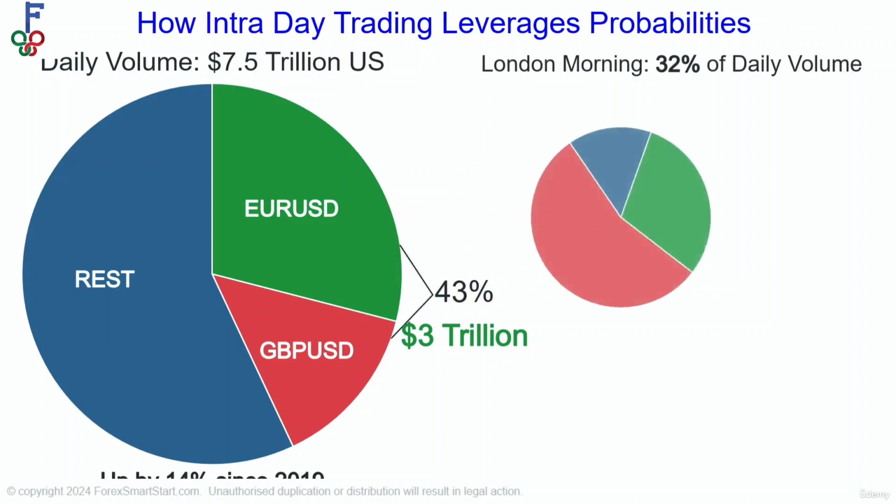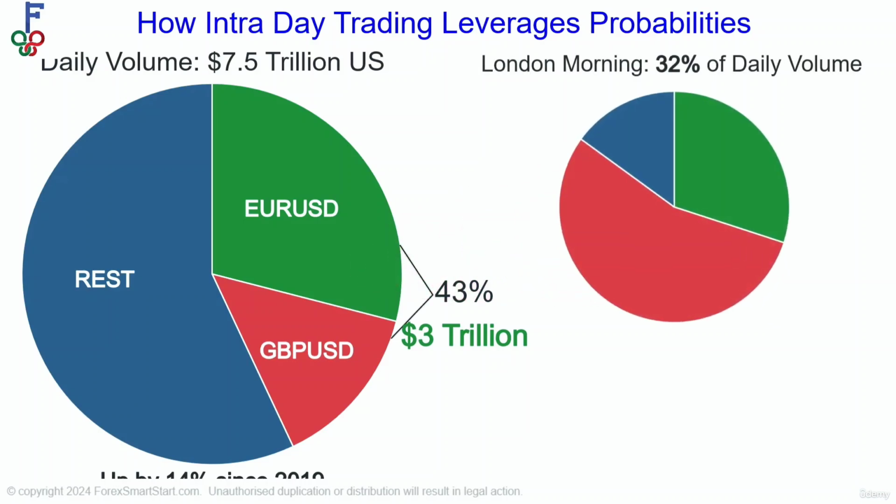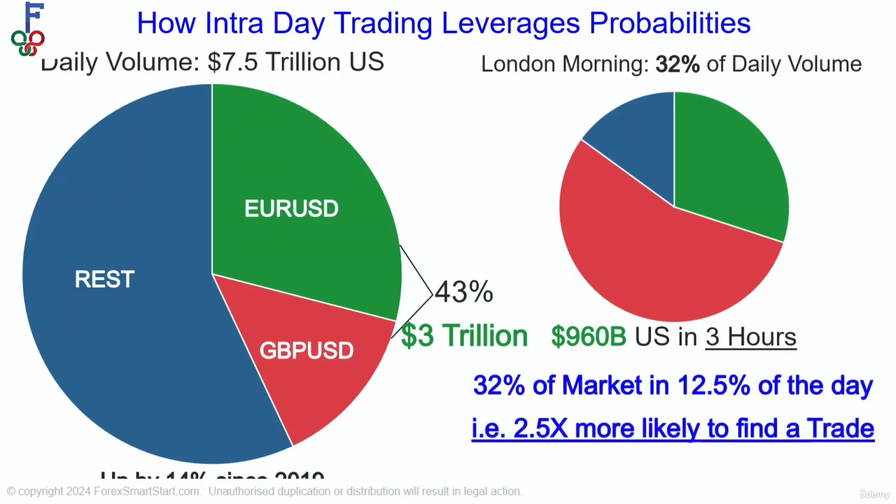The London morning session, on average, is about 32% of the average daily trading volume. So those 3 to 4 hours of the London morning session account for about a third of the daily volume. So that's about $960 billion US in 3 hours. 32% of the market in 12.5% of the day means that you're 2.5 times more likely to find a high probability trade in this trading session.